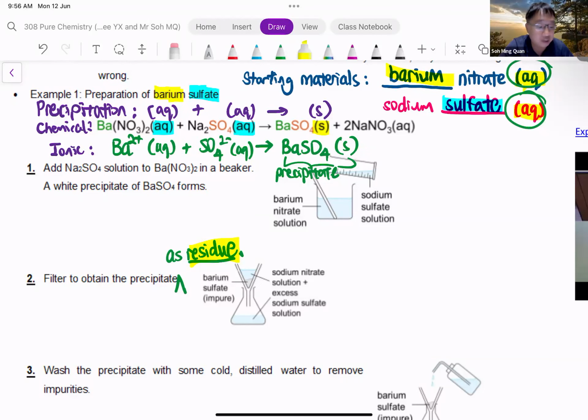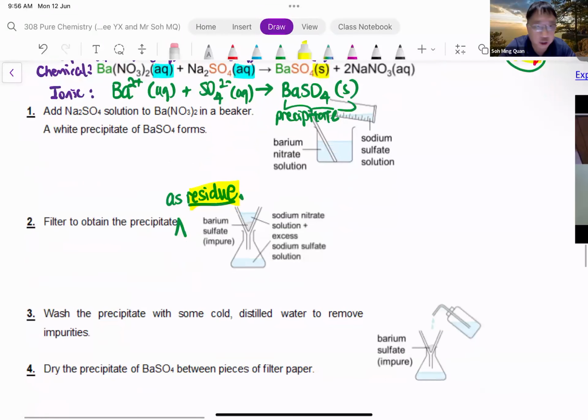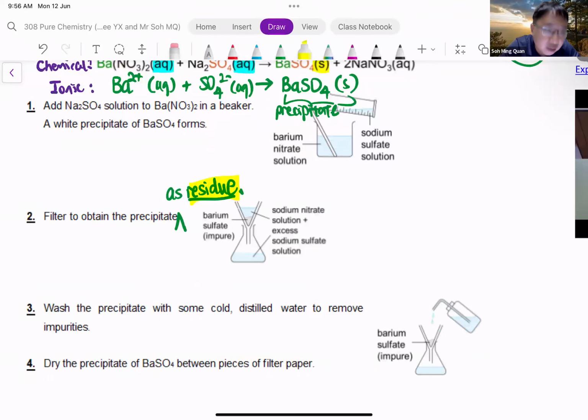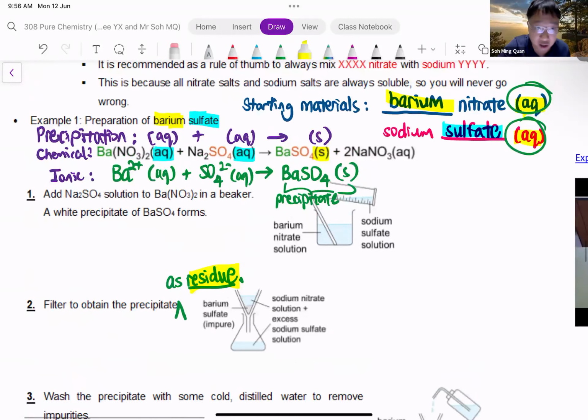After which you will just do the standard washing steps. Wash the precipitate with a little cold distilled water and dry between pieces of filter paper. So the steps involved in precipitation are really straightforward. I don't think they will pose a lot of difficulty for most of you. The biggest difficulty, of course, is suggesting the starting materials. And when you suggest the starting materials, please remember to state aqueous solution.